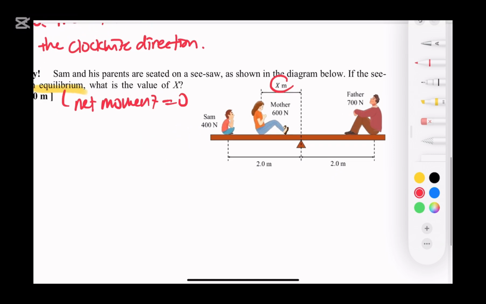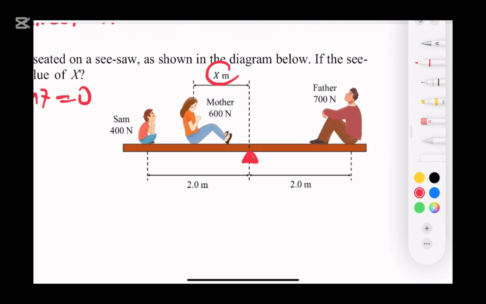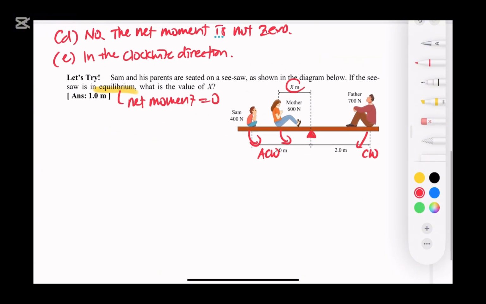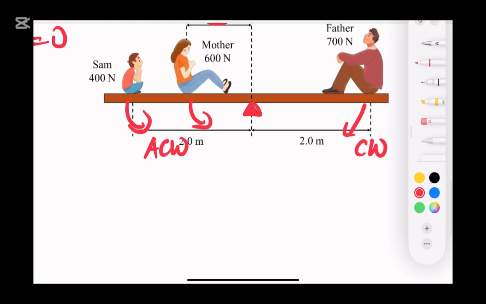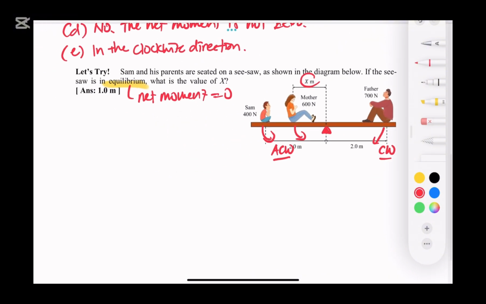Okay, so we can first, again as usual, identify the pivot, and then identify the clockwise moments and anti-clockwise moments. In this case, the father will produce the clockwise moment, or rather the weight of the father. The weight of the other two persons will create the anti-clockwise moment about the same pivot. Since they are in equilibrium, we can conclude that these two will be equal in terms of magnitude, in terms of the size. Okay, so we can go ahead and calculate the clockwise moment first.